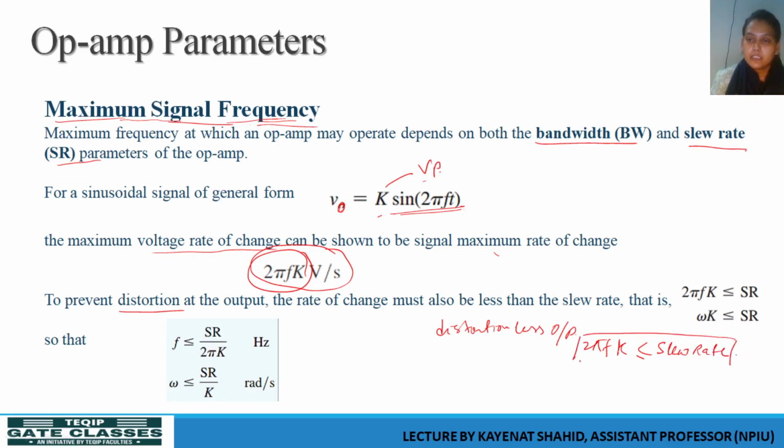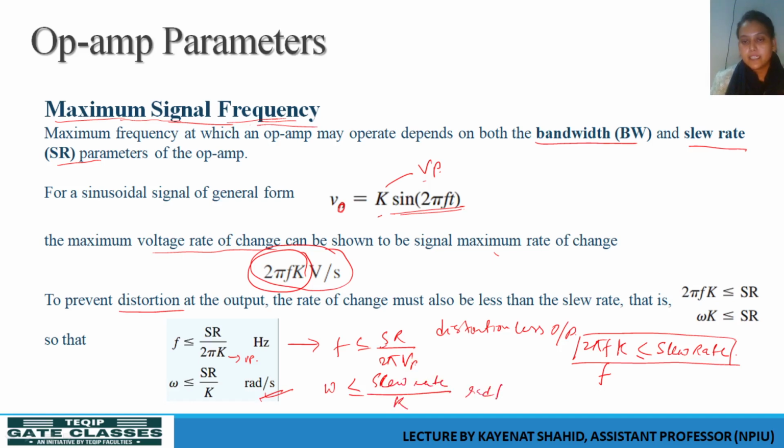We can also express it in terms of the frequency: f less than SR by 2 pi k, or you can say Vp. I am just writing it again. Or we can also write in terms of bandwidth, that is in terms of radian per second, so it is nothing but slew rate by k. Okay, that is radian per second.